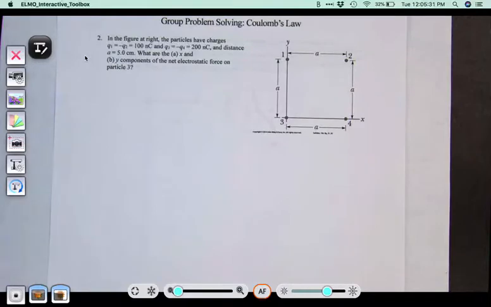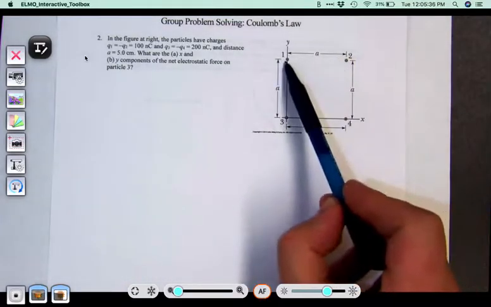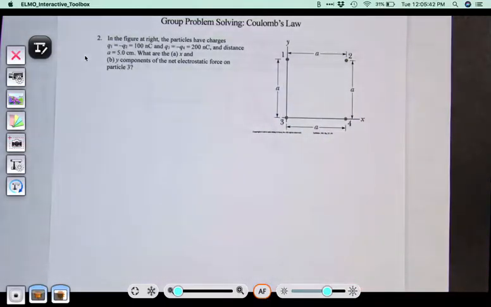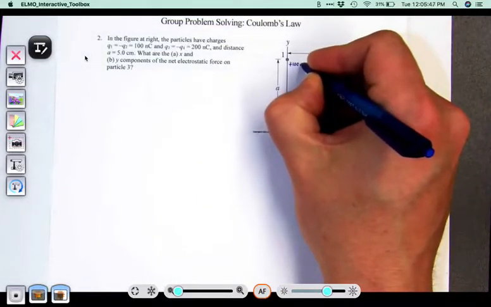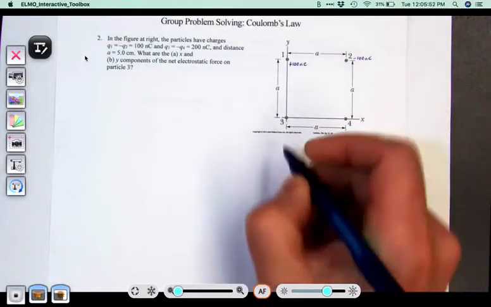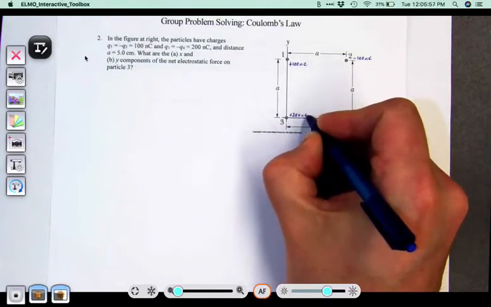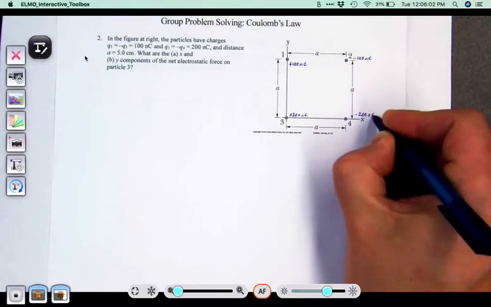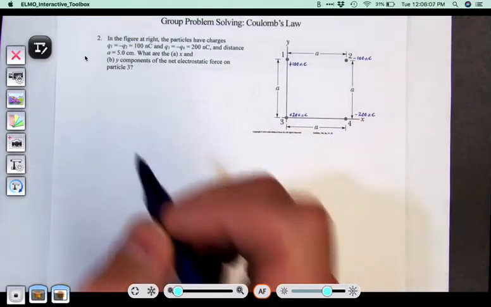Second problem we looked at was this. In the figure at right, we have 4 point charges, and they're at the corners of a square. Q1 and Q2 are each 100 nanocoulombs, but this one is plus 100 nanocoulombs, where 2 is minus 100 nanocoulombs. 3 is plus 200 nanocoulombs, and 4 is minus 200 nanocoulombs. It asks me, what are the x and y components of the net electrostatic force on particle 3?